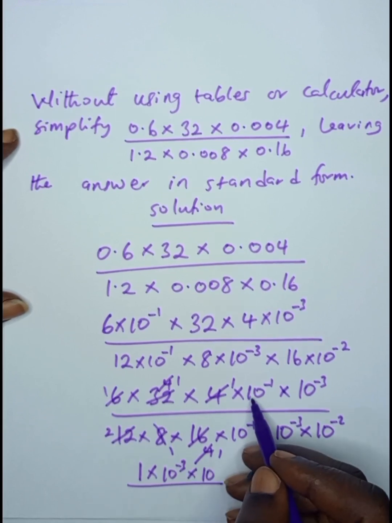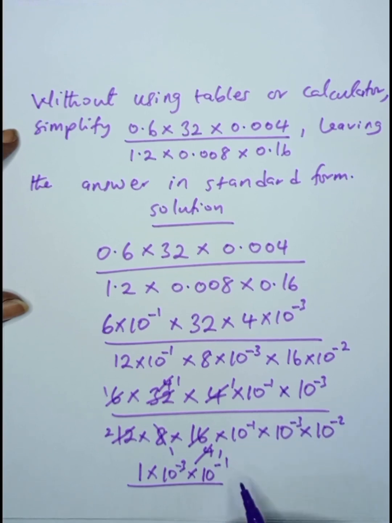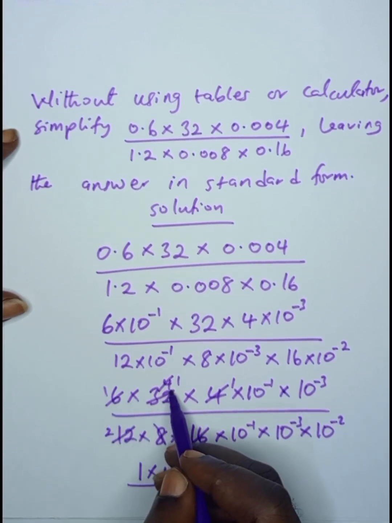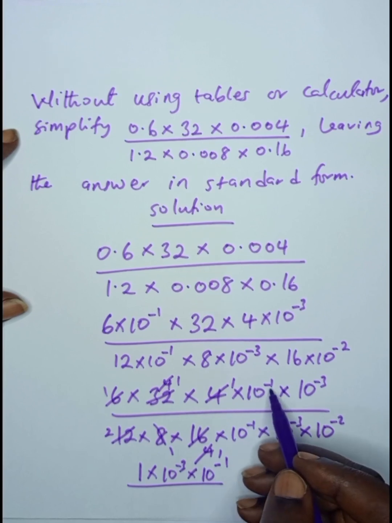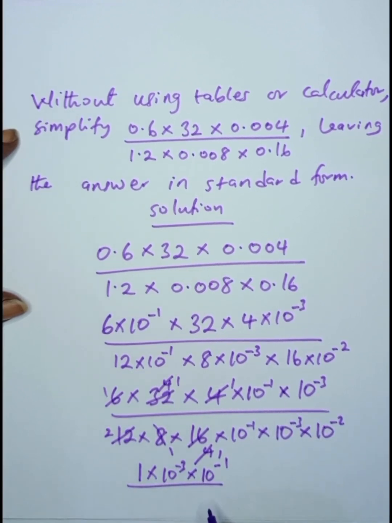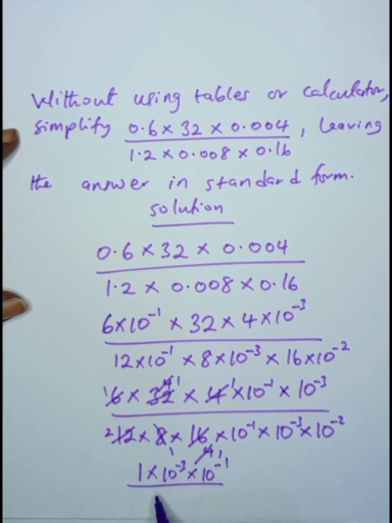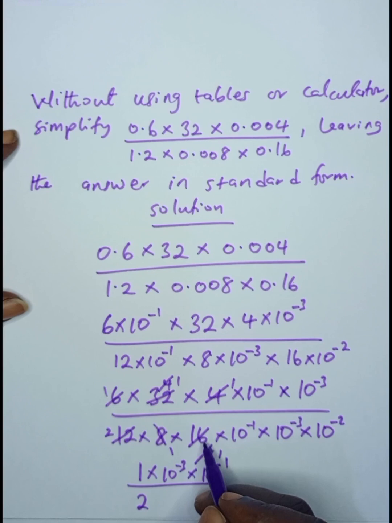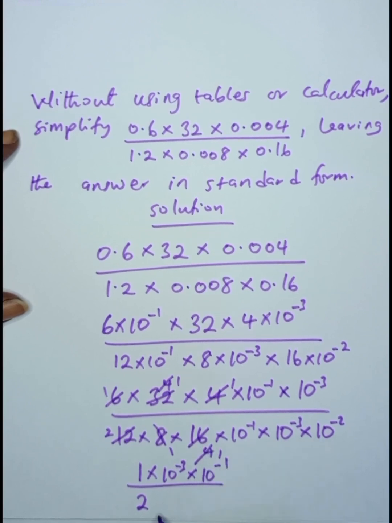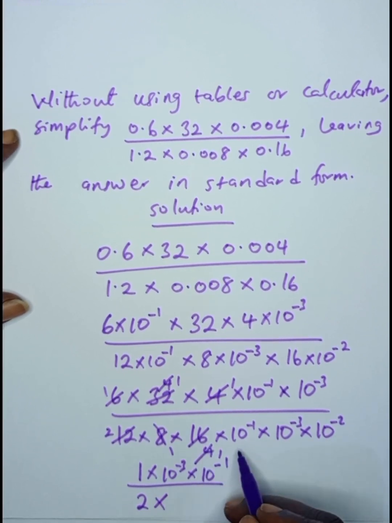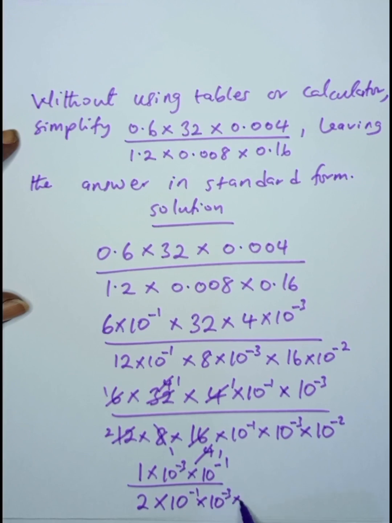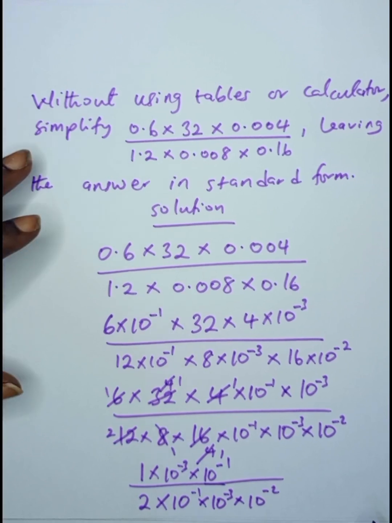All over, we have 10 raised to the power minus 1. I left that one. Okay, so we have 1 times 1 times 1 times 10 raised to the power minus 1. So we have this one. Then that one too, we are going to have 2, because we have 2 here, times 1 times 1. So we have 2 times 10 raised to the power minus 1 times 10 raised to the power minus 3 times 10 raised to the power minus 2. So this is what we have here.